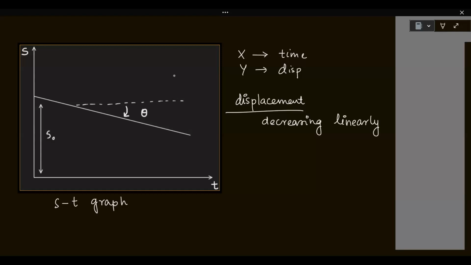Quadratic means maximum power is 2. Cubic means maximum power is 3. Linear means maximum power is 1. And when you have a linear equation, it always makes a straight line. So if you want to be more technical, you can say displacement is decreasing linearly. What about slope? What can we comment about slope, guys?